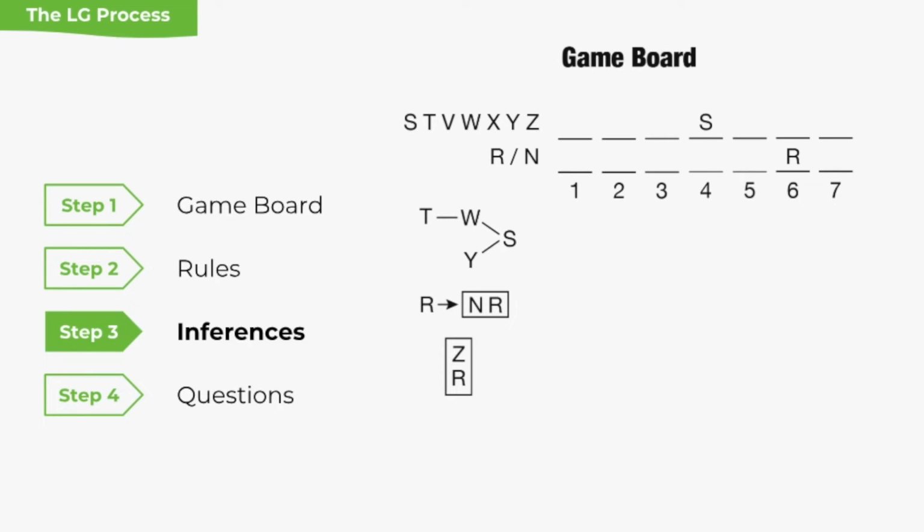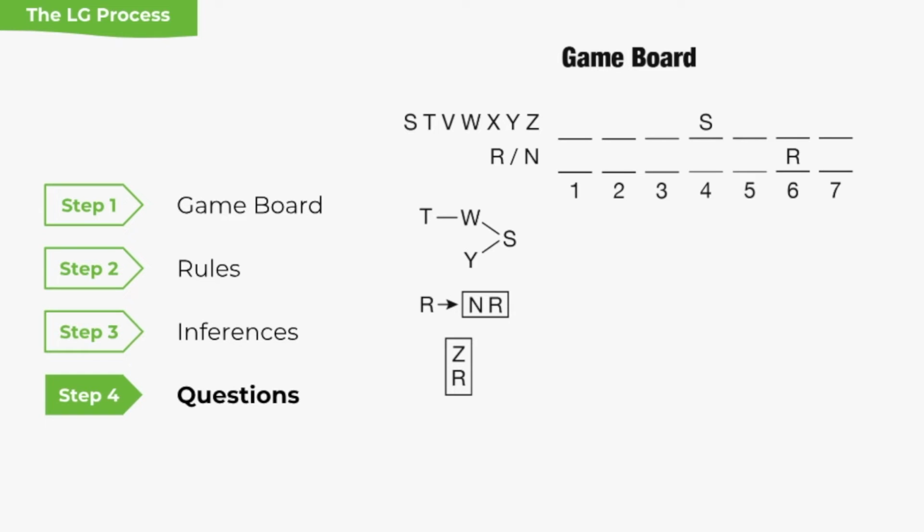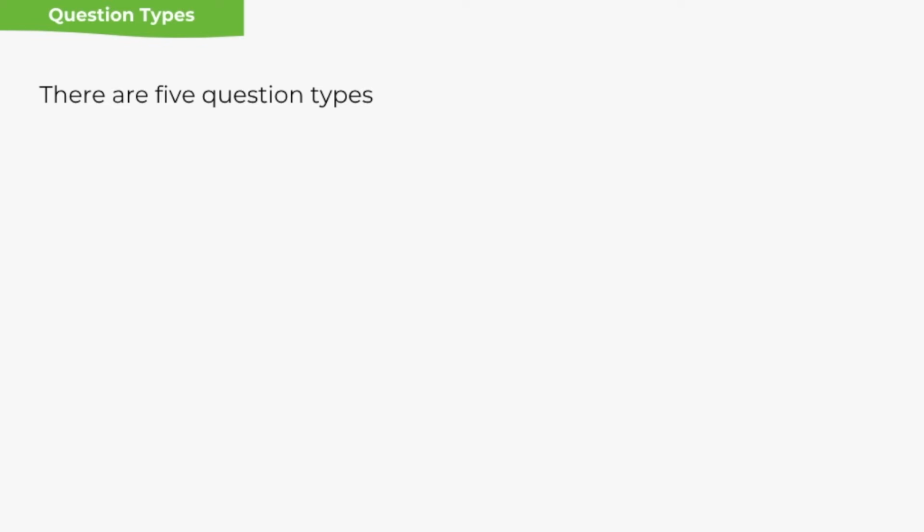After you've notated the rules, then you want to make inferences. You may find that as you work through the rules, you'll be able to determine that some things follow from those rules that you can place into the game board before you begin the questions. And so it's important to pause after you've notated the rules to find those inferences when they're available, and then you approach the questions.